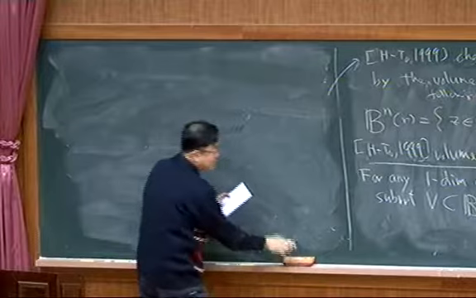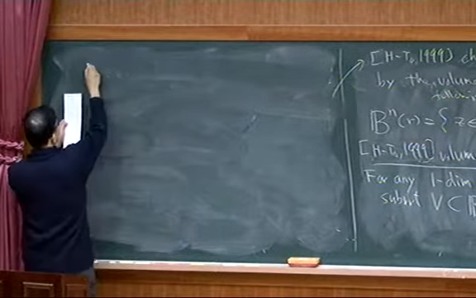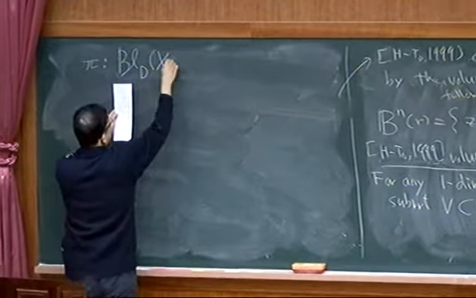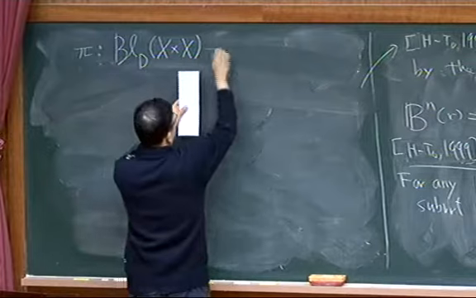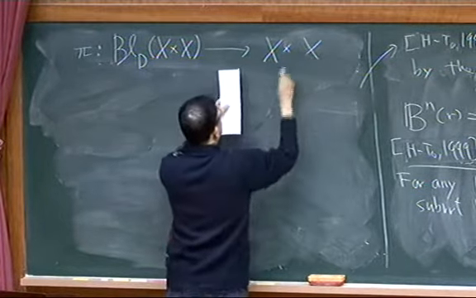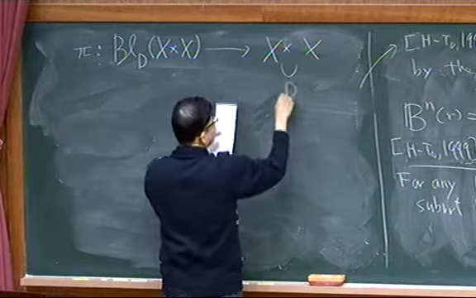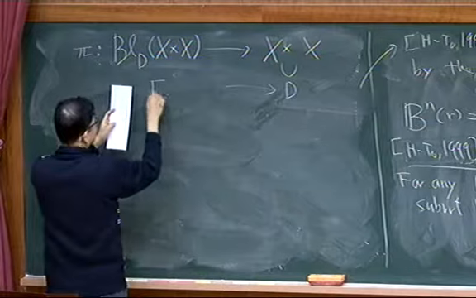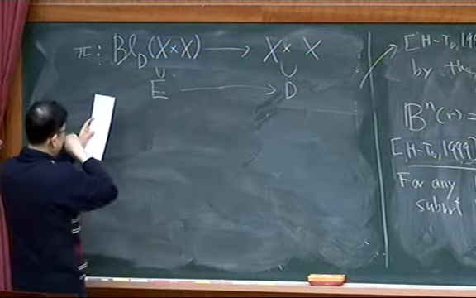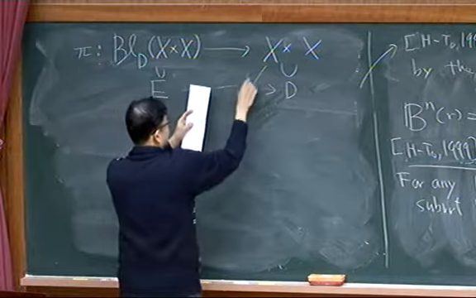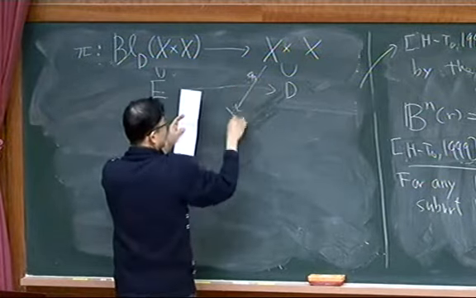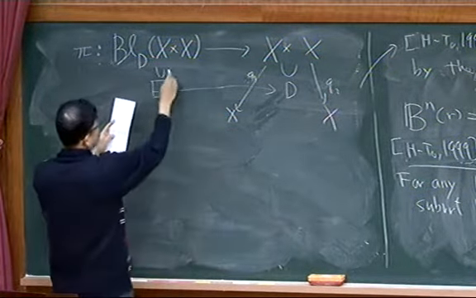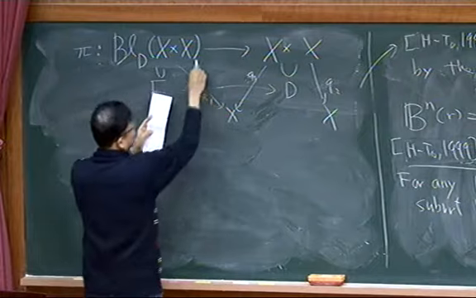So instead of one point blow up, we need simultaneous blow up of the diagonal. So we blow up the diagonal of X cross X. Here there's the diagonal in X cross X, and we blow up this diagonal. And this is the exceptional divisor. And then there are projections, q1, q2, and the compositions are called pi 1 and pi 2.